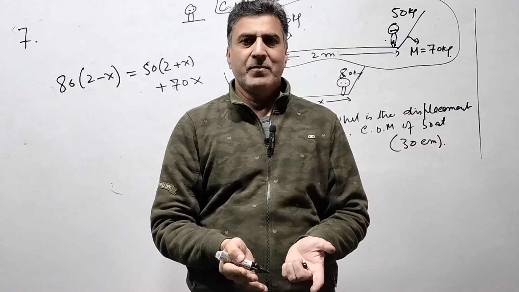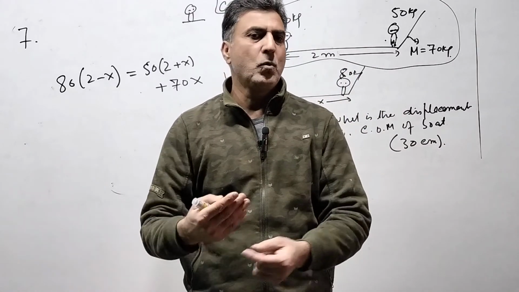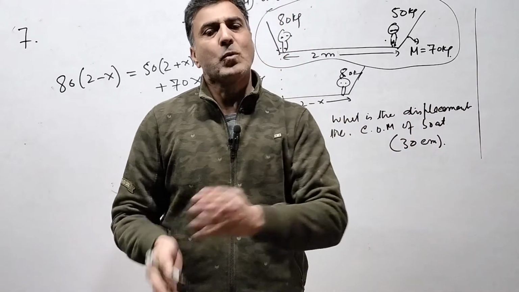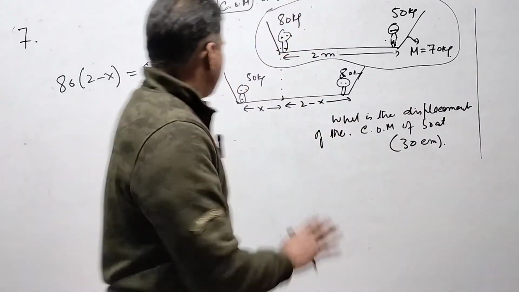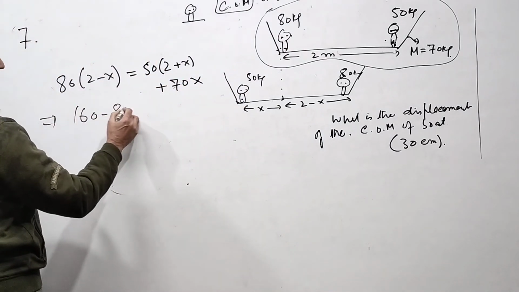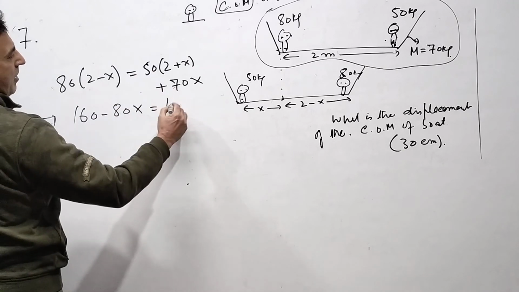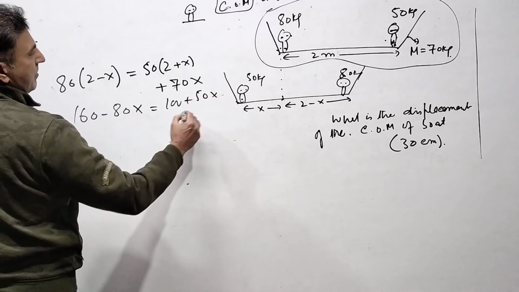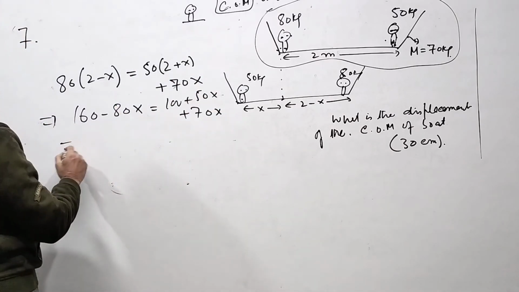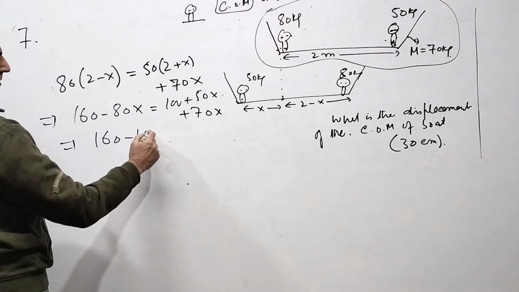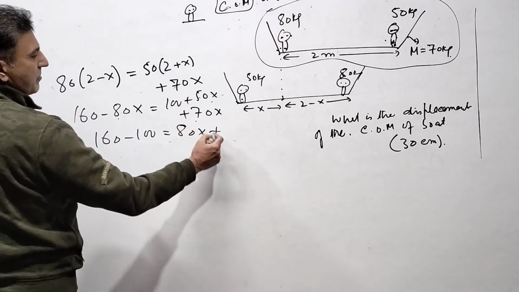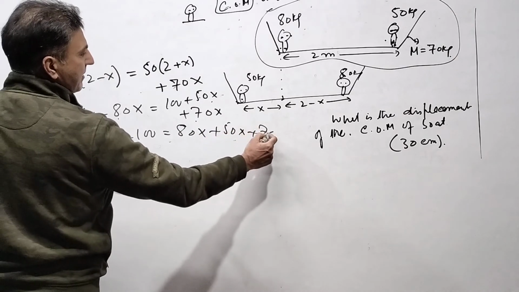Whatever the effort in the right direction should be equal to the efforts in the left direction, so that the center of mass of the whole system remains where it is. One person takes the center of mass of the whole system to the right, the other objects should take it to the left. So this is the base equation: 160 minus 80x is equal to 100 plus 50x plus 70x. Push it to the right side: 160 minus 100 is equal to 80x plus 50x plus 70x.